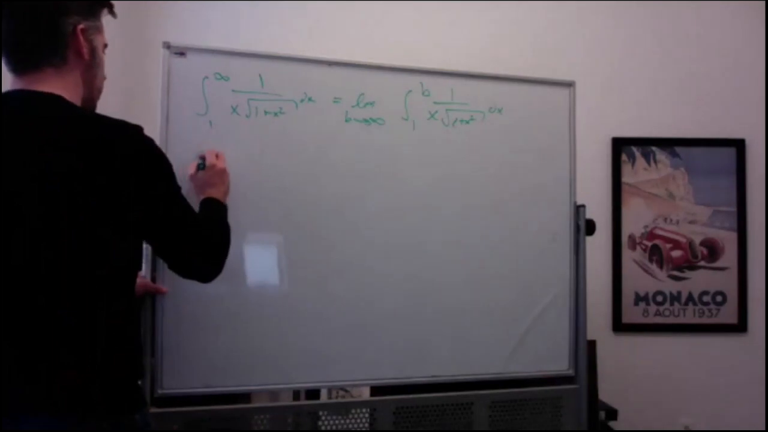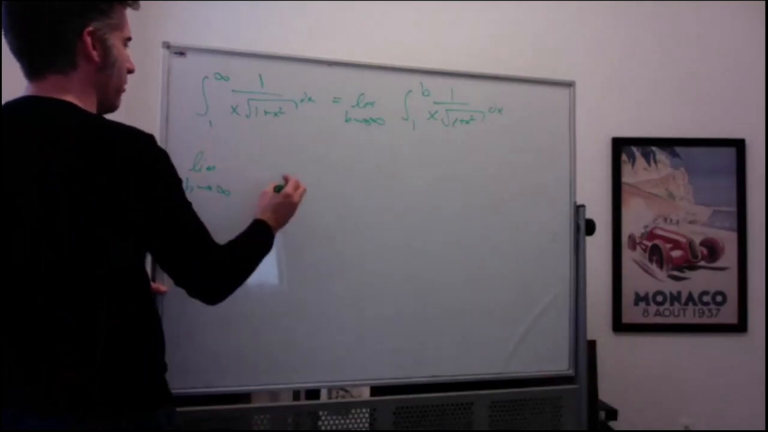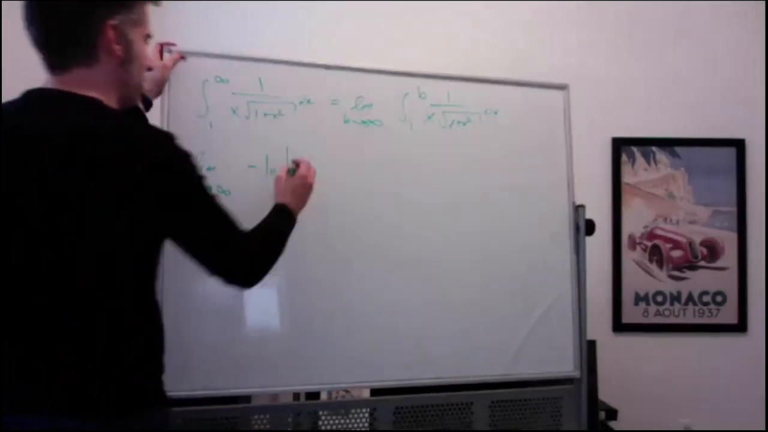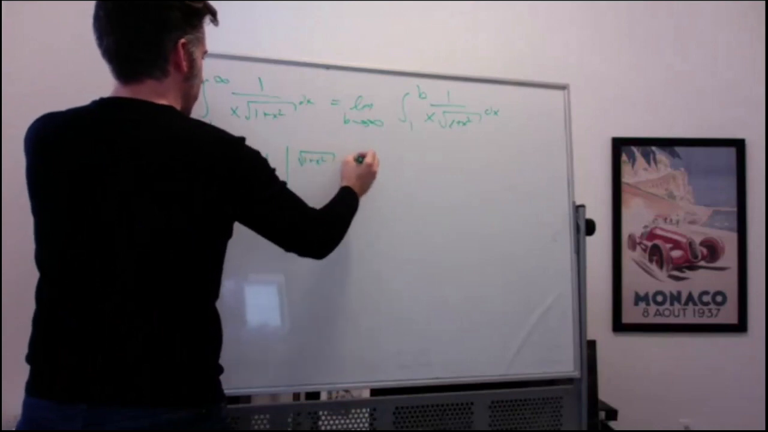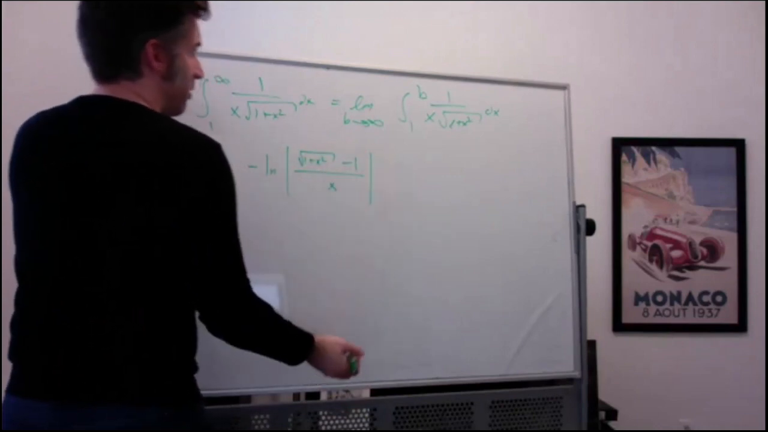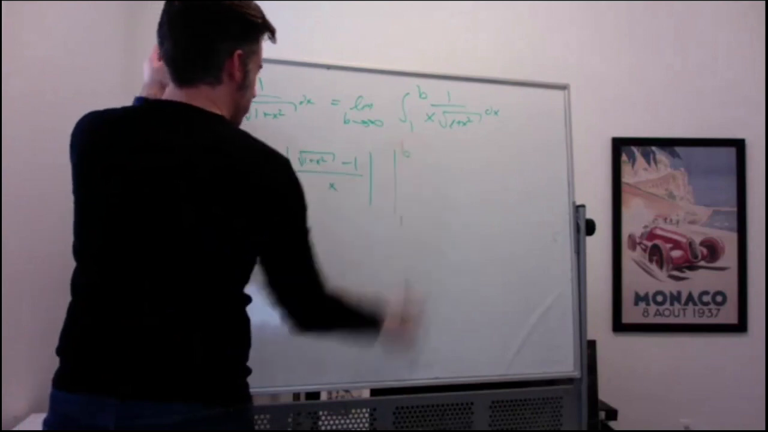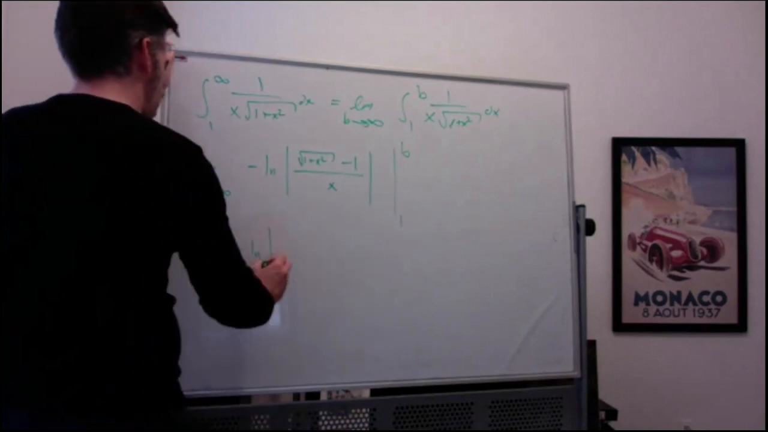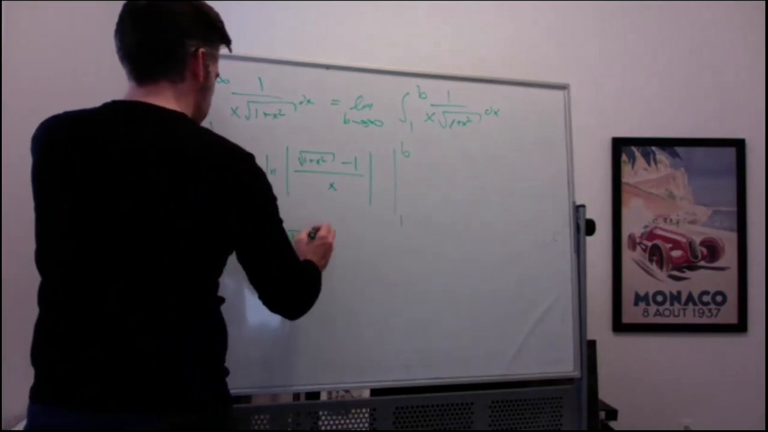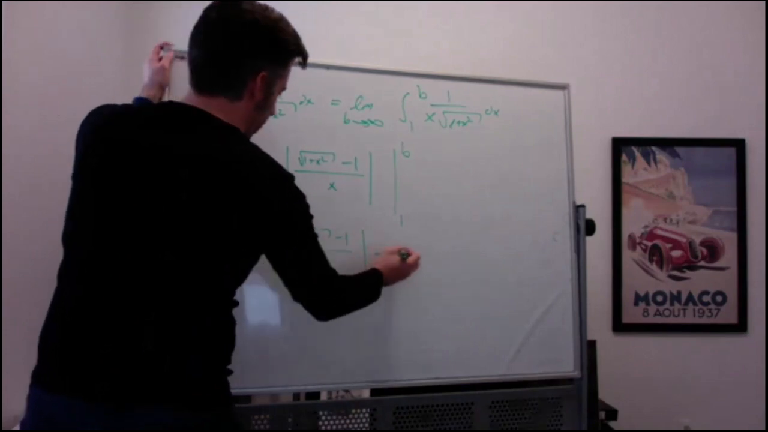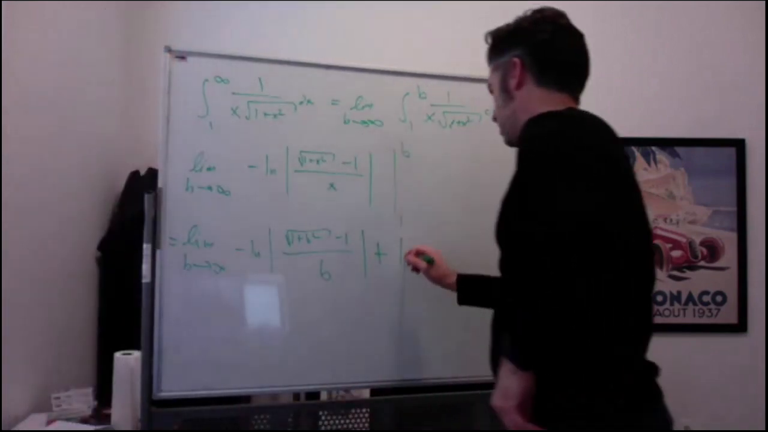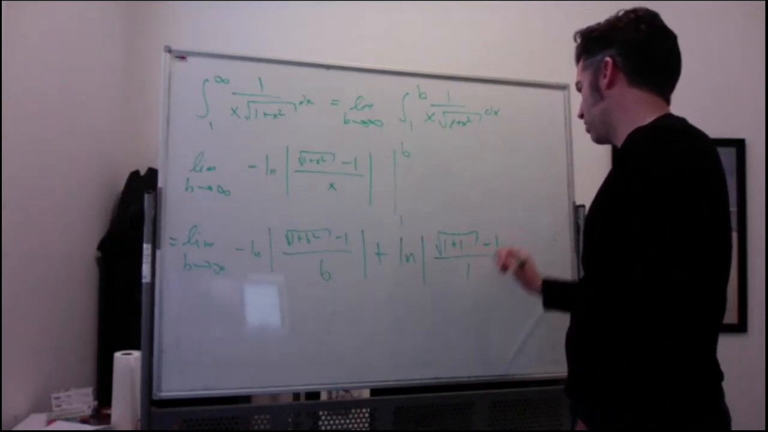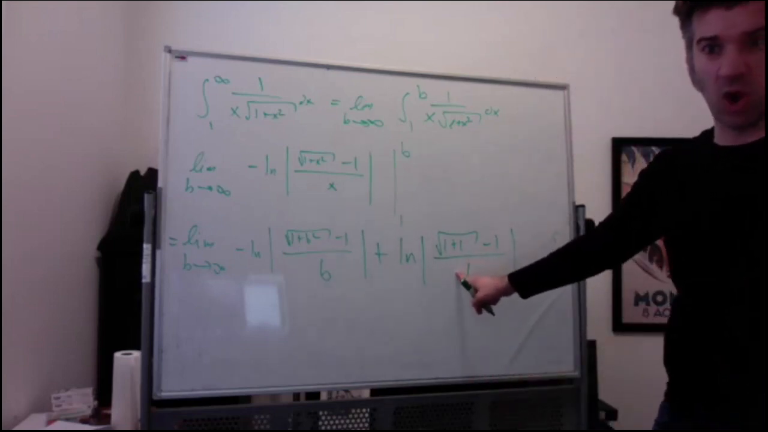This is equal to the limit as b goes to infinity of negative natural log of the absolute value of square root of 1 plus x squared minus 1 all over x from 1 to b. So we plug in the b: limit as b goes to infinity of negative natural log of square root of 1 plus b squared minus 1 all over b, minus negative natural log of the absolute value of the square root of 1 plus 1 minus 1 over 1. That looks like a big 0.